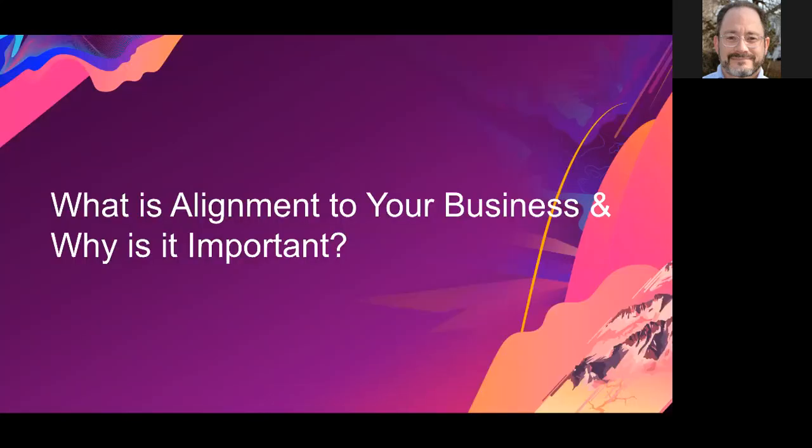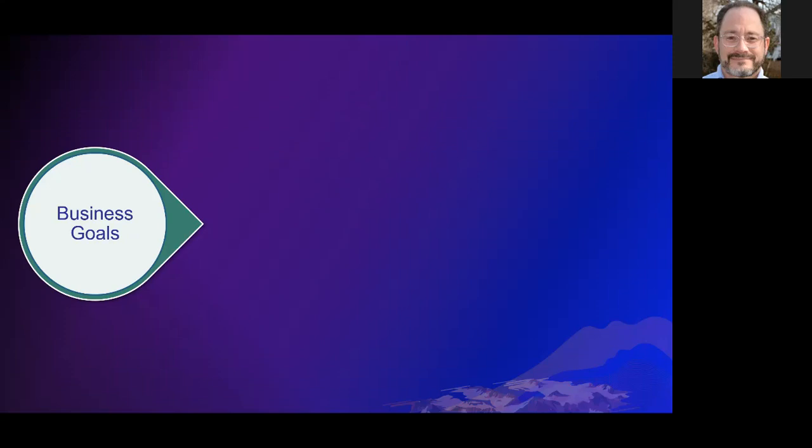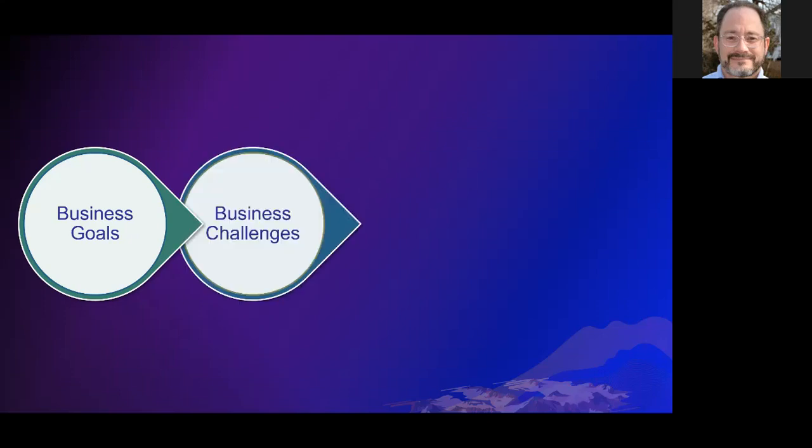So let's talk about what alignment to your business is and why it's important. It has to do with these 4 steps, and some of you may be familiar with these from our geospatial strategy presentations and literature. In order to be aligned to your organization, you've got to know what the goals are. This is usually available in a strategic plan or some sort of corporate document, because every organization is going to have goals about what they're trying to achieve.